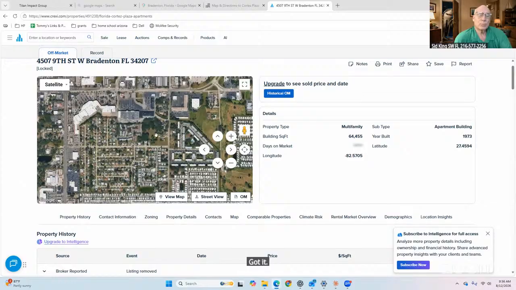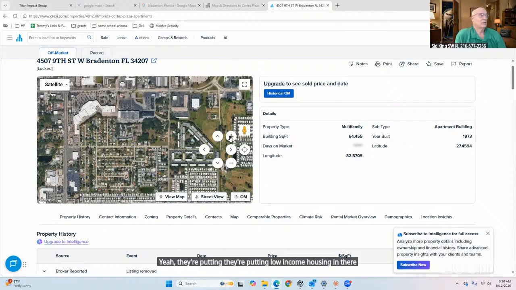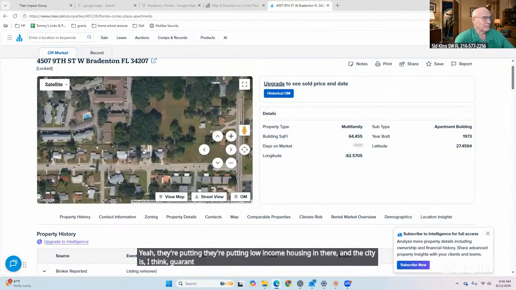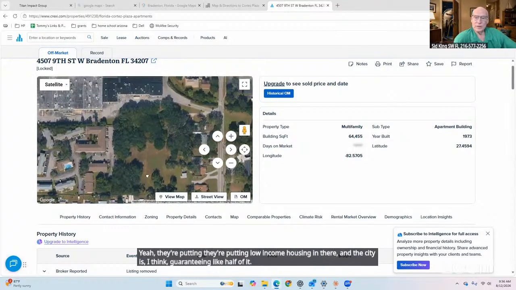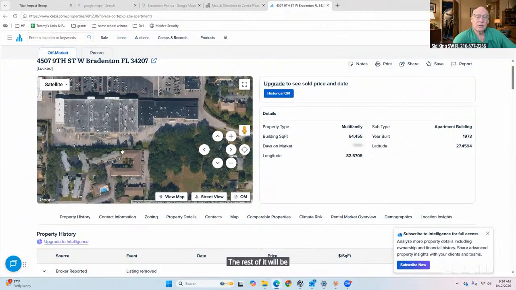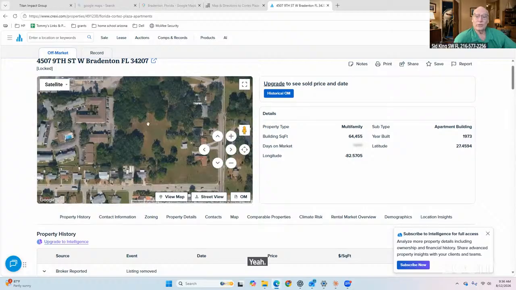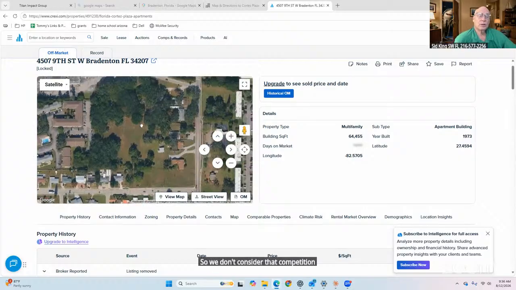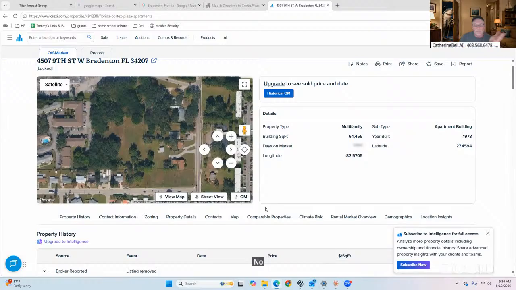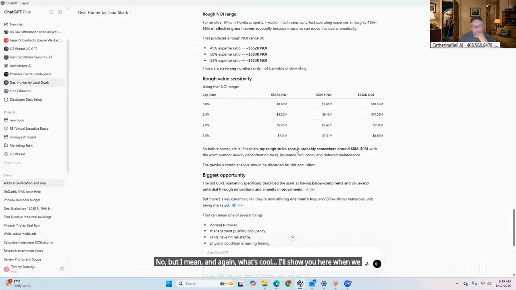Yeah, they're putting low income housing in there, and the city is, I think, guaranteeing about half of it, and the rest of it will be LIHTC and Section 8. So we don't consider that competition. No. And what's cool, I'll show you here when we get back into it.